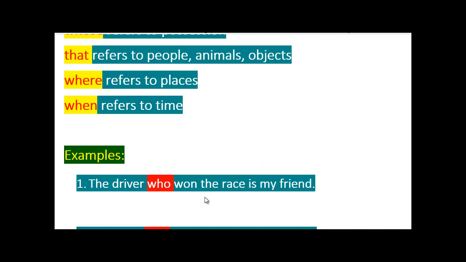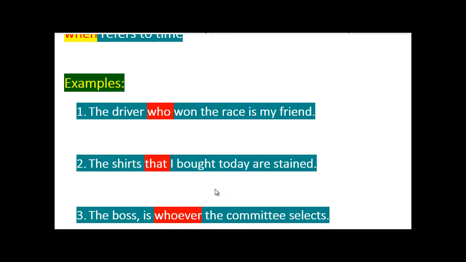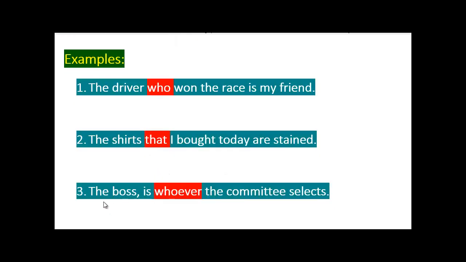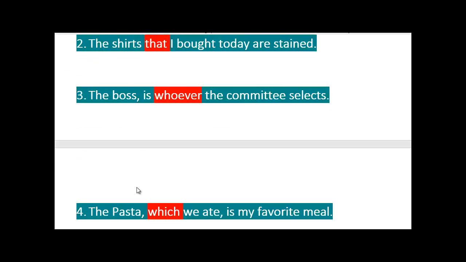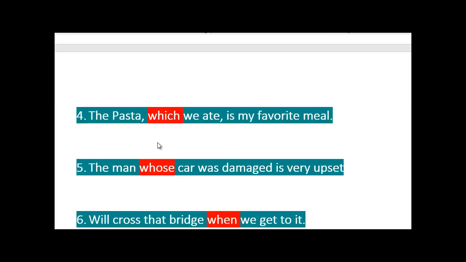The driver who won the race is my friend. You're referring to the driver, who. The shirt that I bought today is stained. You're referring to the shirt, that. The boss is whoever the committee selects. You're referring to the boss. The pasta which we ate is my favorite meal. You're referring to the pasta, and which. The man whose car was damaged is very upset. So we're referring to the man, the owner of the car.